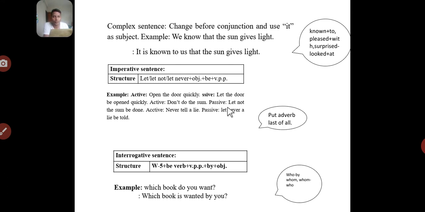There are also some examples given. For example, don't do the sum, so the answer will be let not the sum be done. Another example, I'll never tell a lie, the passive form will be let never a lie be told. And there are also complex sentences and interrogative ones. Most of them are also important, but not for class 8. They will be discussed in the next video for class 9 or 10.